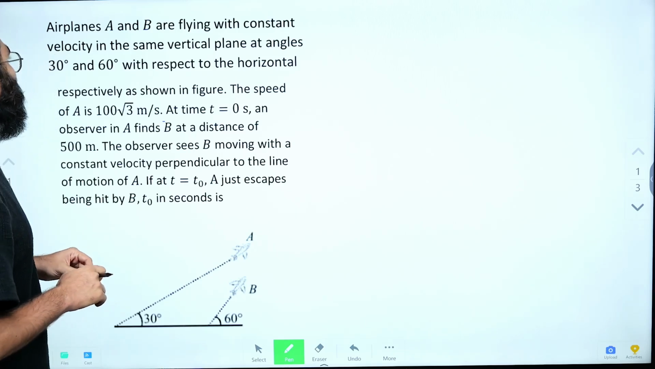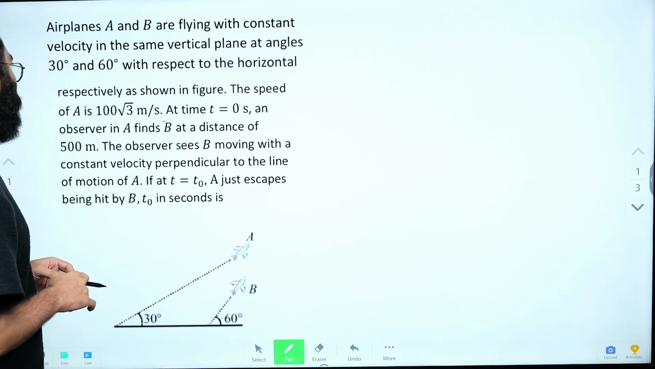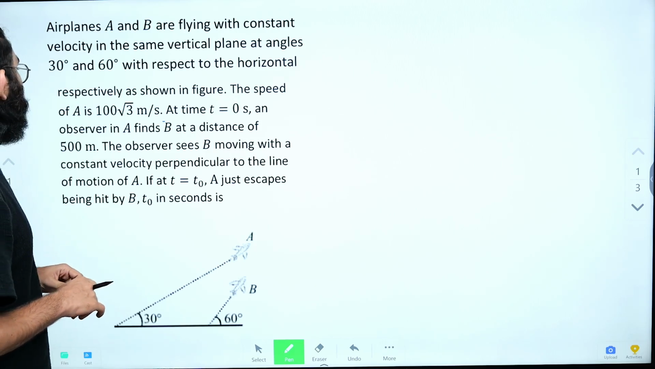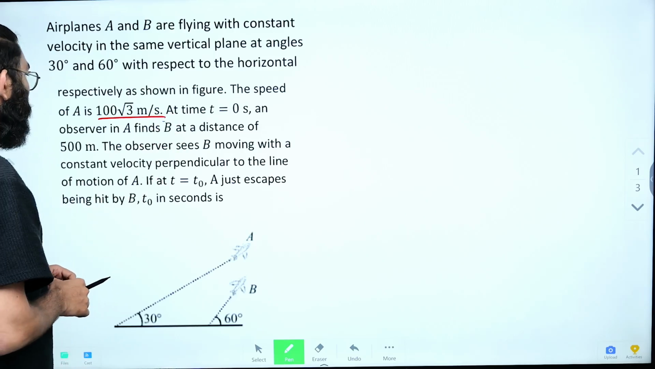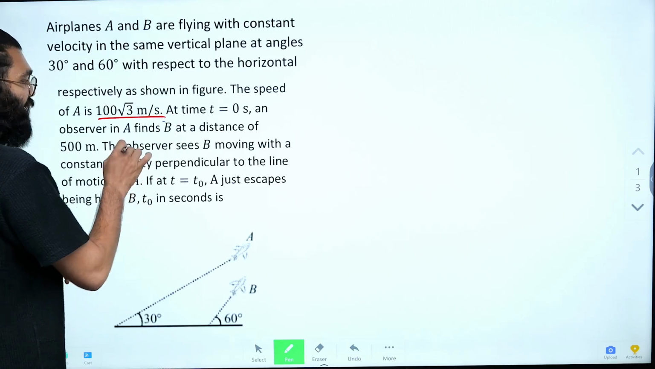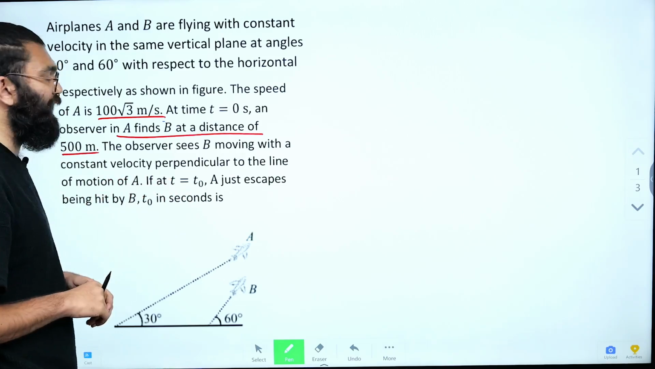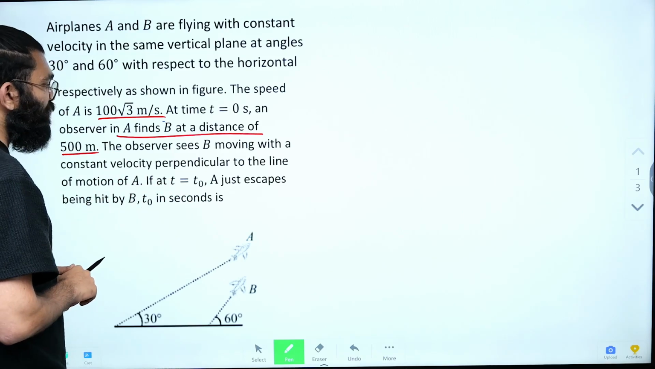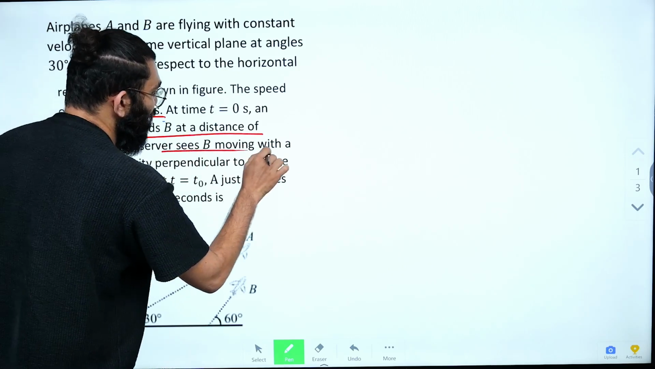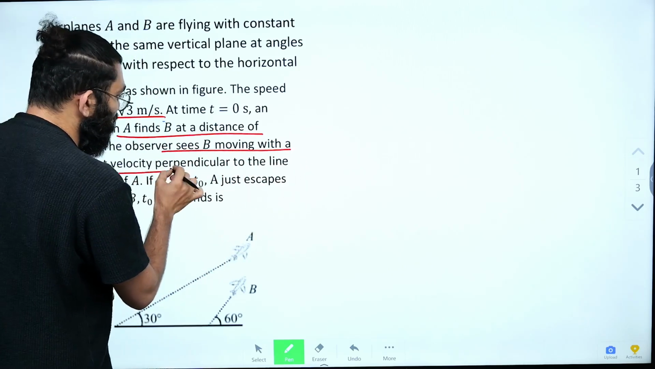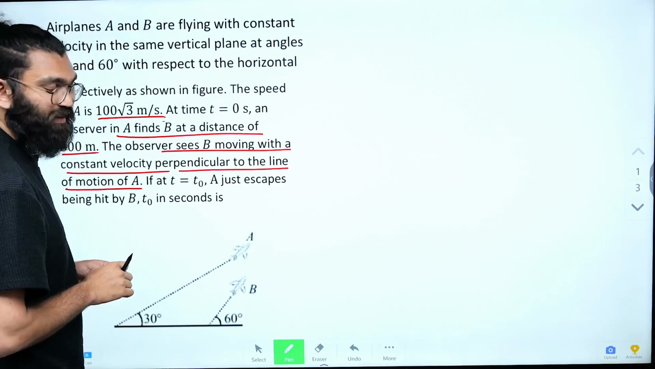Aeroplanes A and B are flying with constant velocities in a vertical plane at an angle of 30 and 60 degrees with respect to horizontal, respectively, as shown in the figure. The speed of A is 100 root 3 meter per second. At t equal to 0, an observer in A finds B at a distance of 500 meter. That means the relative separation between A and B is 500 meter. The observer from A sees B moving with a constant velocity perpendicular to the line of motion of A.